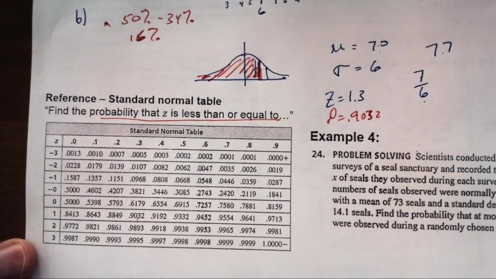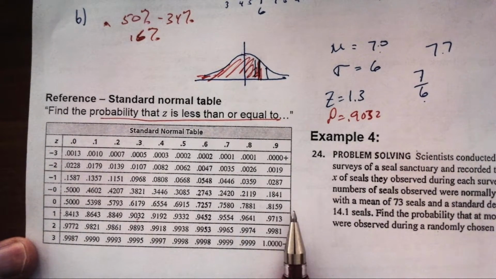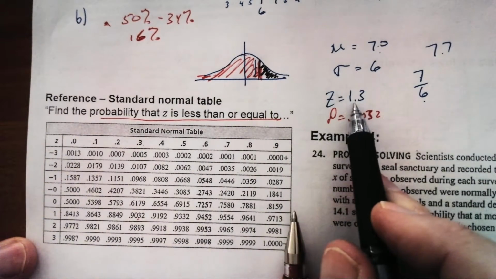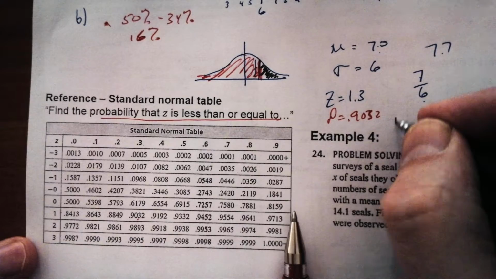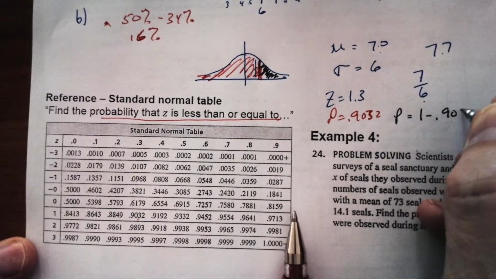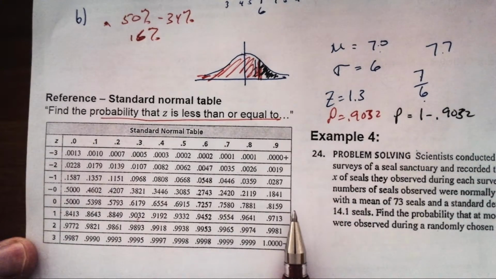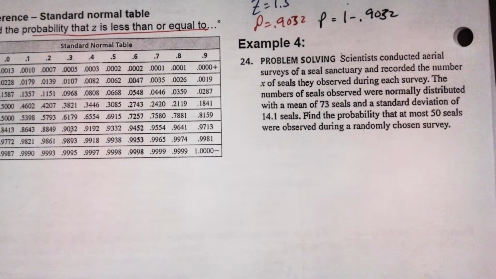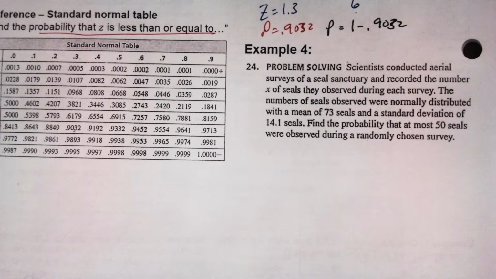Well, I'm certain you can figure out, what if we wanted the population to the right of a z-score of 1.3? That would just be probability equals 1 minus 0.9032. Okay? So this would be a really good time, as I say often, to pause the video and try problem 24.